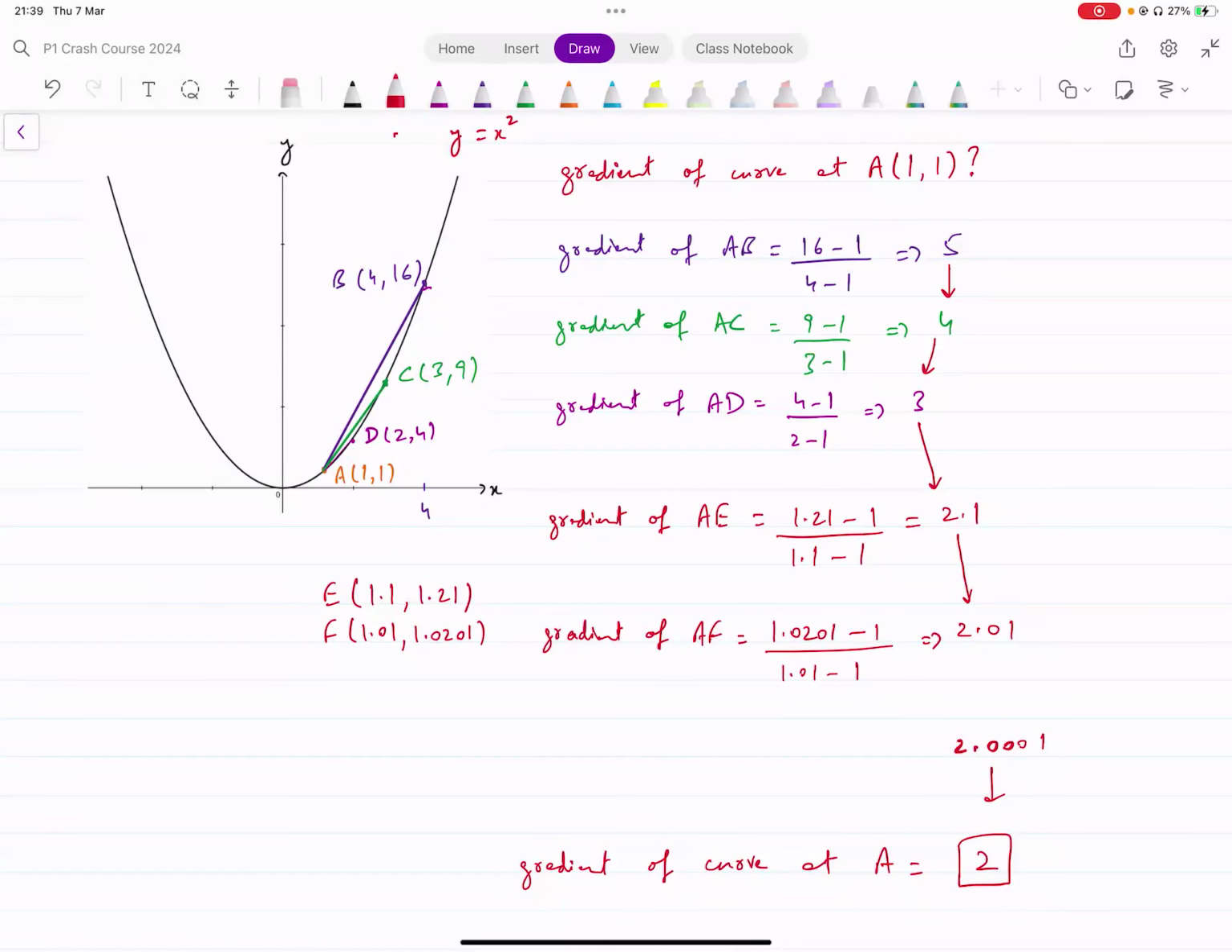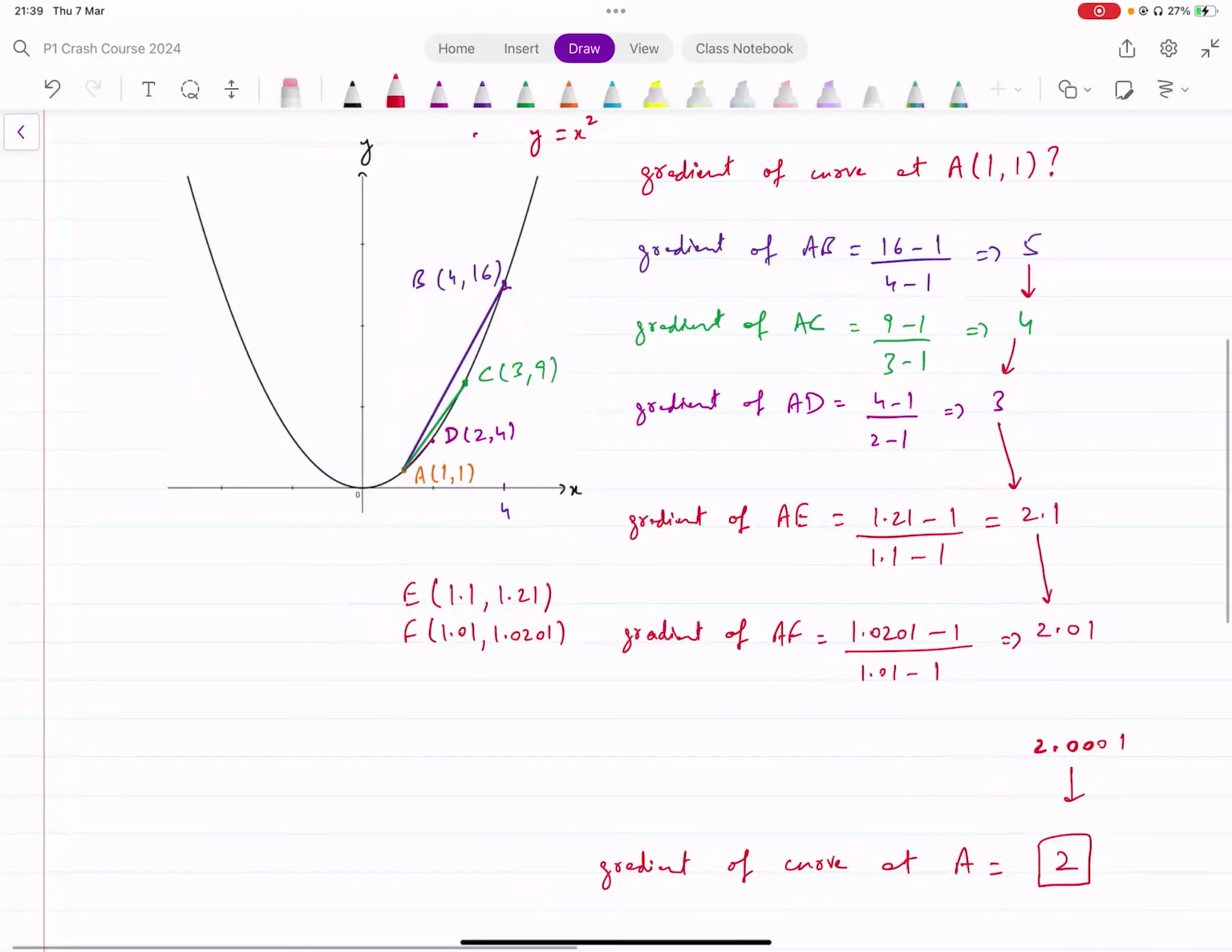Okay. So now without even drawing a tangent, you could think about this and get a very reasonable estimate of that gradient, which is going to be much better than drawing that tangent. Okay. Now that's the idea. That's the idea of differentiation.